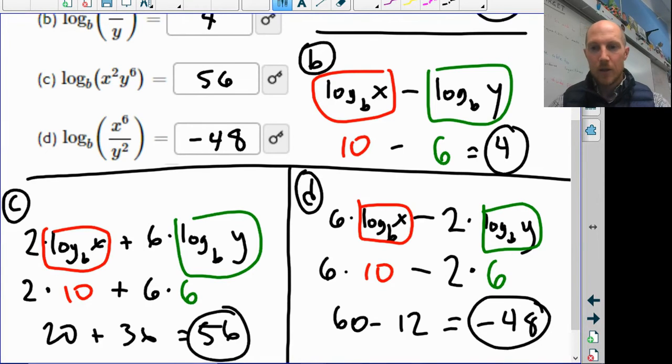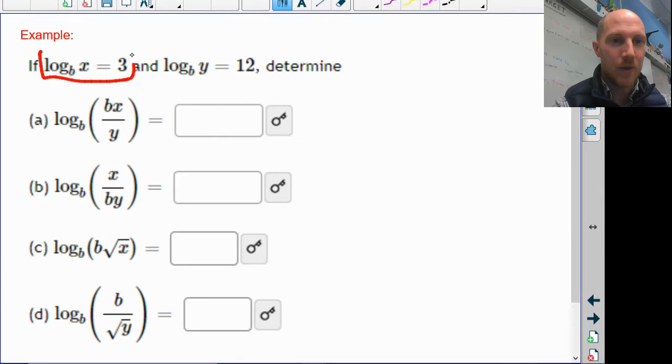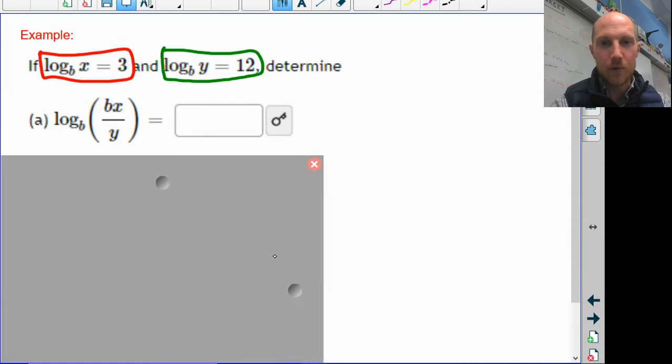All right. One last one. Okay, also parts A through D. There's an important difference. It looks like it's the same, right? Because it starts off by telling us the log base b of x, that's 3, and log base b of y, that's 12. So it's going to give us different values, and you think, okay, it's just a different problem. There's an important difference here. Let's look at part A first.